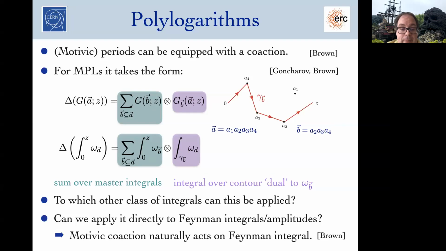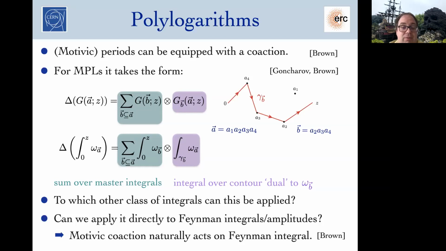Okay? And so the first question would be, can you write down a similar formula to this one here for polylogarithms, for other classes of integrals? And on top of that, maybe also for Feynman integrals, or at least for certain classes of Feynman integrals. And that something like this should exist, we know from the work of Francis Brown, who has shown that the motivic coaction naturally acts on Feynman integrals.